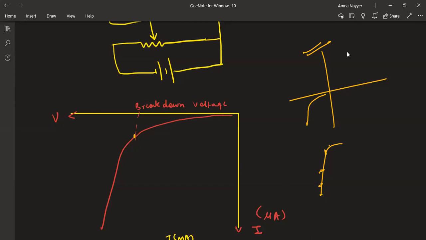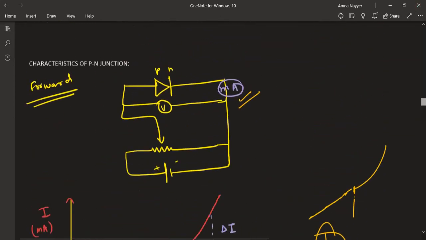So for forward, this is known as knee voltage, and for reverse, this is known as breakdown voltage. You can draw both in the same graph if a single question comes, or it's better if you draw them separately. Note down these two graphs, then we'll see questions on rectifiers.